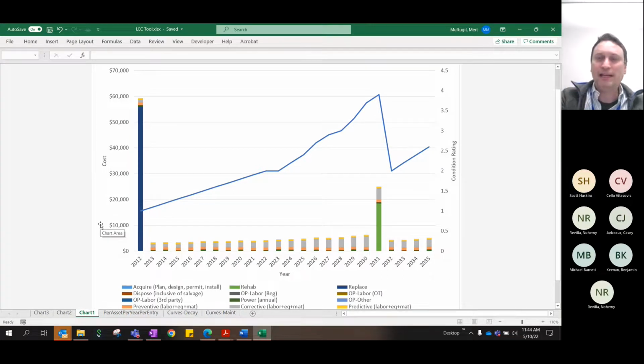Again, when you look at something like this though, one thing that I'll maybe prepare us a little bit for the next agenda item discussion too, is that imagine that you have your condition rating plotted like this.